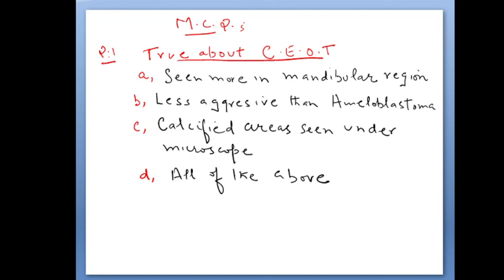Lastly, coming to some multiple choice questions. Question number one, true about COT is: option A is correct. It is in the mandibular region, again correct. Less aggressive than ameloblastoma. Microscopically calcified areas are seen. So option D, all of the above, is correct.